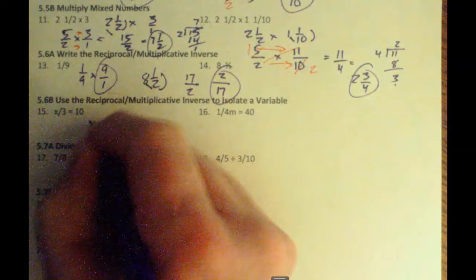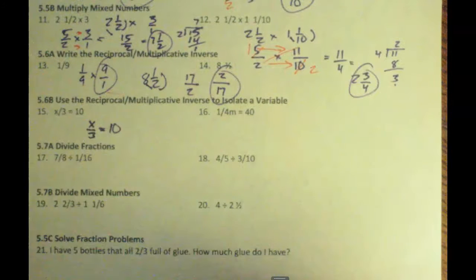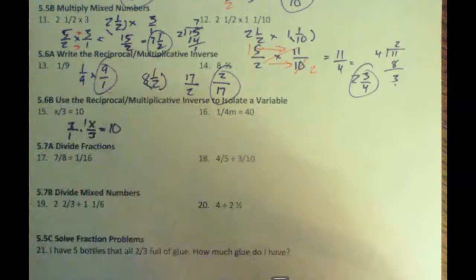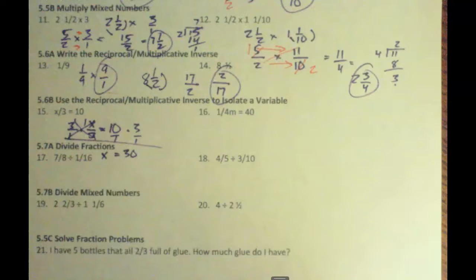So we have x divided by 3 equals 10. Well, this means x divided by 3 equals 10. So what we're going to do is multiply both sides by the opposite of that. If you want to put a 1 here, you can think of it as 1x. But the opposite of 1/3 is 3 over 1. So we multiply both sides by that. If you want to make this a 1, you can. But these cross off. You're just left with x equals 10 times 3 is 30.